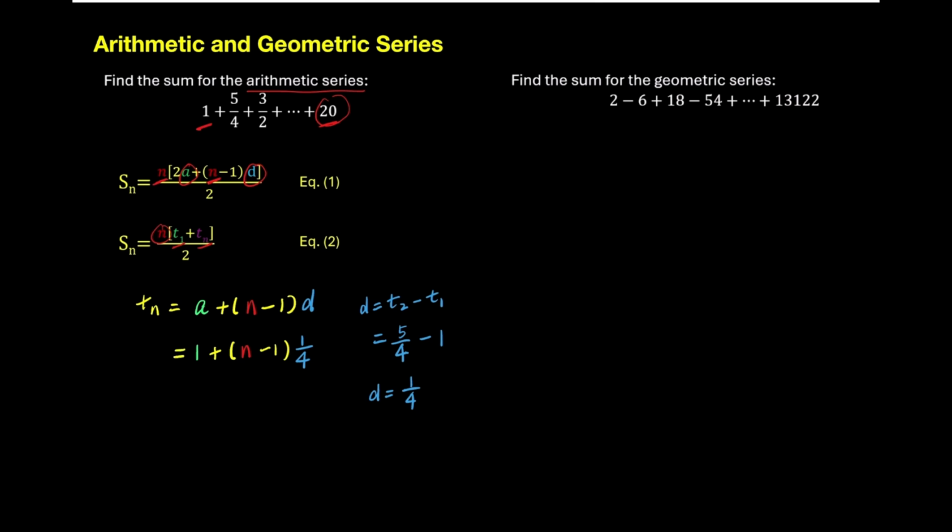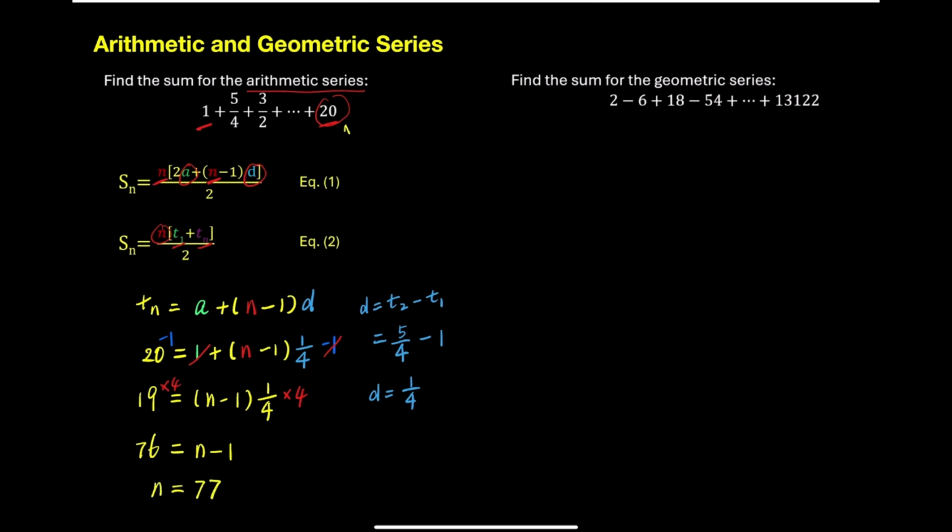So for the term whose value is 20, we have 20 equals 1 plus n minus 1 times 1/4. To solve for n, let's subtract 1 on both sides. This gives us 19 equals, so 1 minus 1 here is 0, then we have n minus 1 times 1/4. Then we multiply both sides by 4. 19 times 4 is 76 equals n minus 1. Therefore, n equals 77.